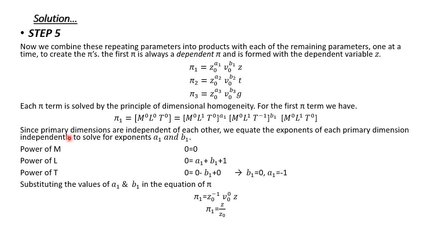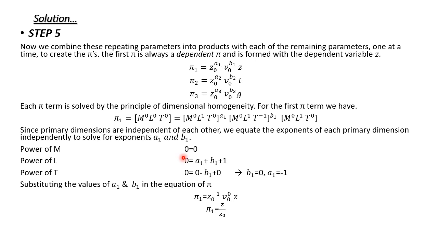Now what we are going to do is compare the powers of the dimensions on LHS and RHS. Suppose I take mass, on the LHS the power is 0, I have written 0, and in the RHS the power of M is 0 everywhere, so I have written 0. Okay, now let us consider the power of length. On the left hand side it is 0, I have written 0 here.